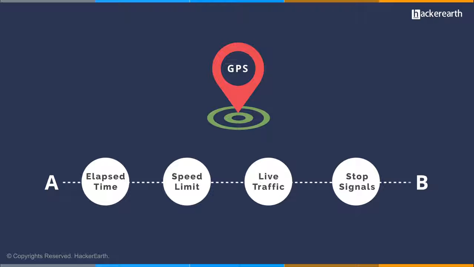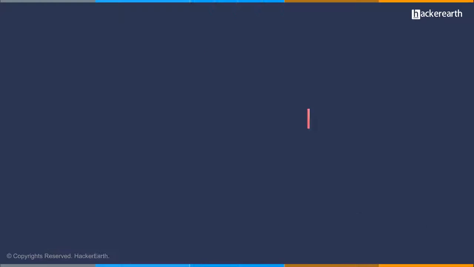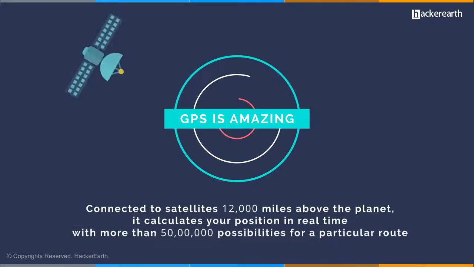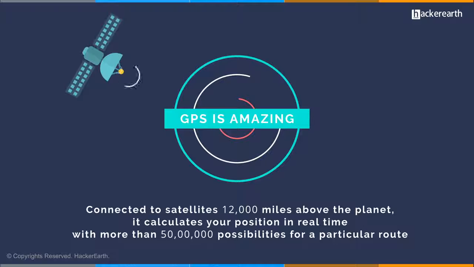Most of the GPS or digital maps have evolved over breadth-first search to A-star algorithm, due to better complexity over a period of time. You can read more about A-star algorithm here. Yet, GPS is one of the most amazing devices. Connected to satellites 12,000 miles above the planet, it calculates your position in real time with more than 5 million possibilities for a particular route.